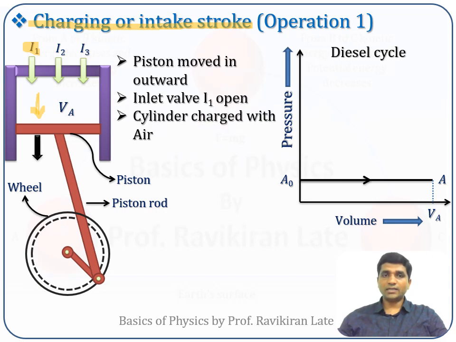So we can say that the cylinder is charged with the air, and the change in this case is denoted by the letters A0A, which is called operation 1, which is shown with a black line in the PV diagram.